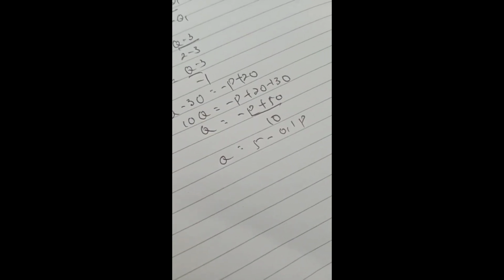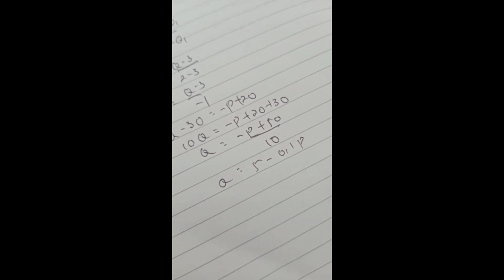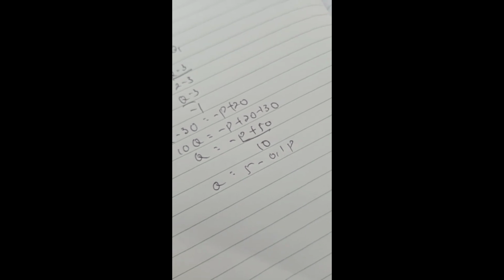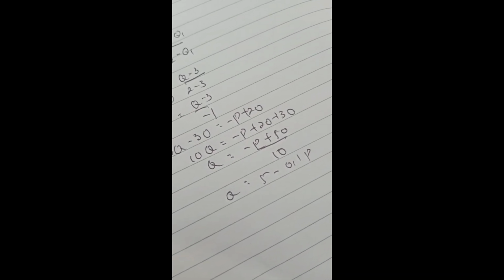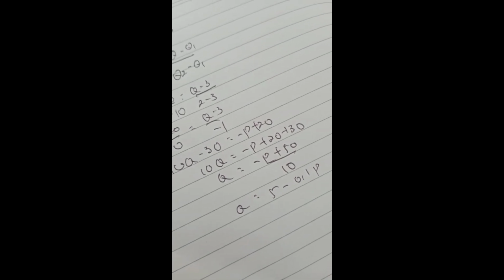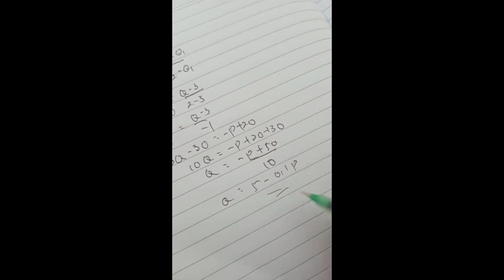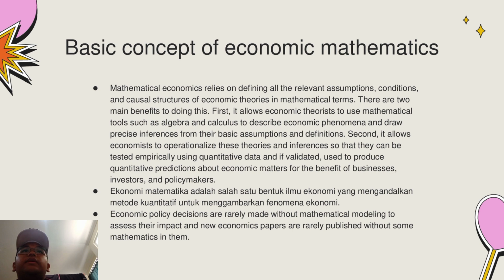Now we have a demand function. The values of a and b of this function we get from the science of econometrics, but in the process of finding them we must still follow the rules of mathematical economics. Number 3, basic concept of economic mathematics.